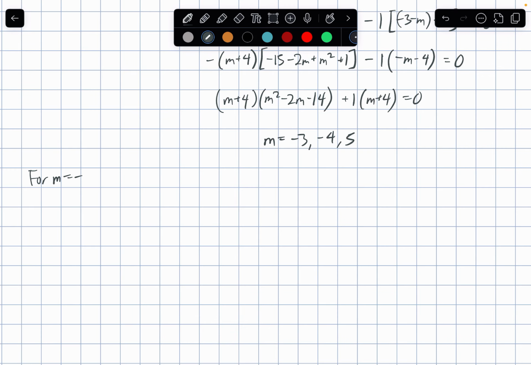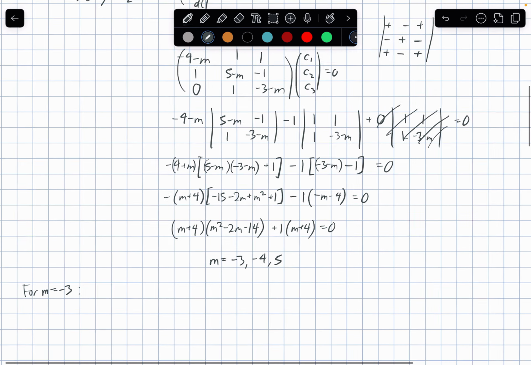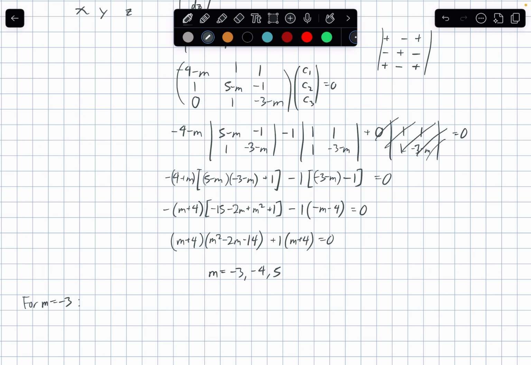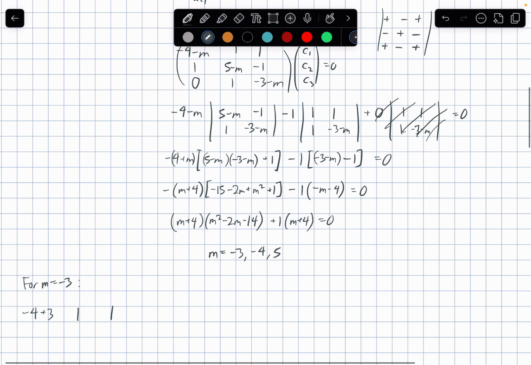Like I said, this is a tedious process. We're going to evaluate each eigenvalue. Go back to this one. So it's already no longer a mystery, no? What m is. We just substitute. Okay? Negative 4 minus negative 3, that's negative 4 plus 3. Copy the rest. Negative 1 and 1. 5 minus negative 3, that's 8. Negative 3 minus negative 3, that's 0.